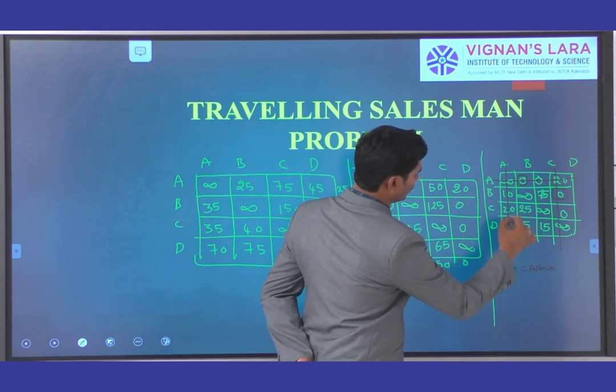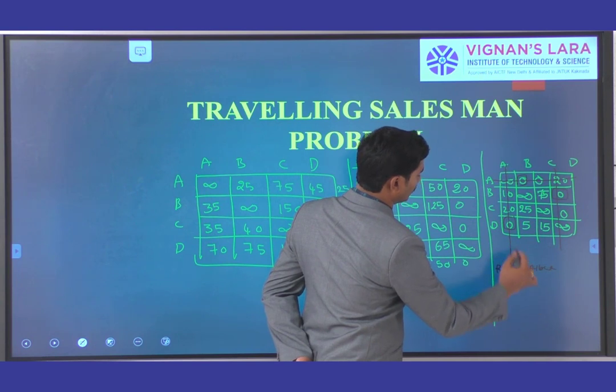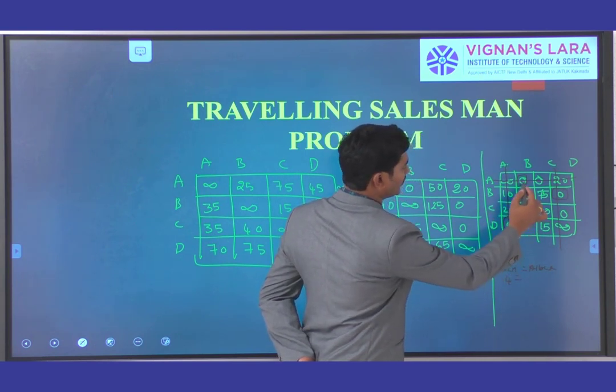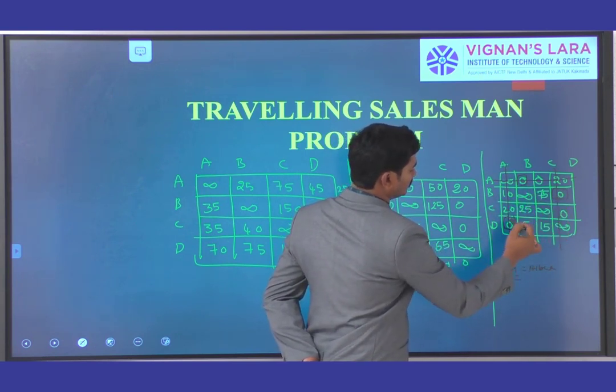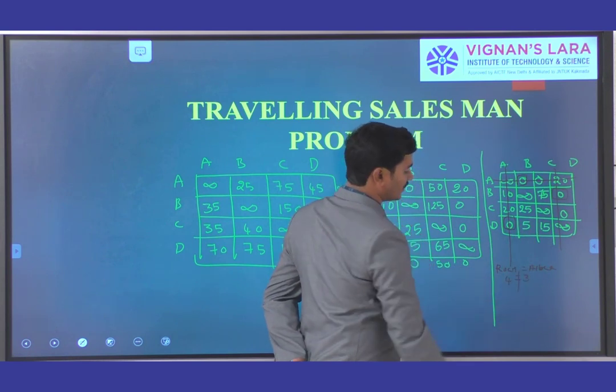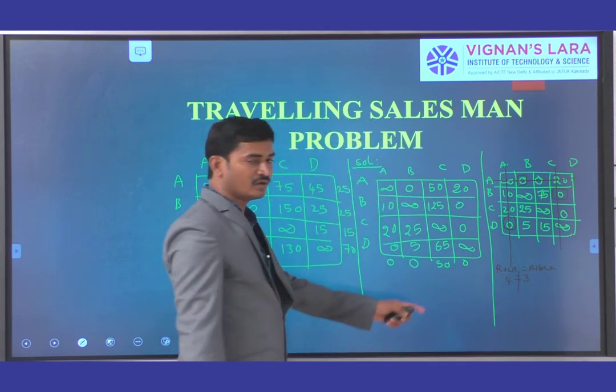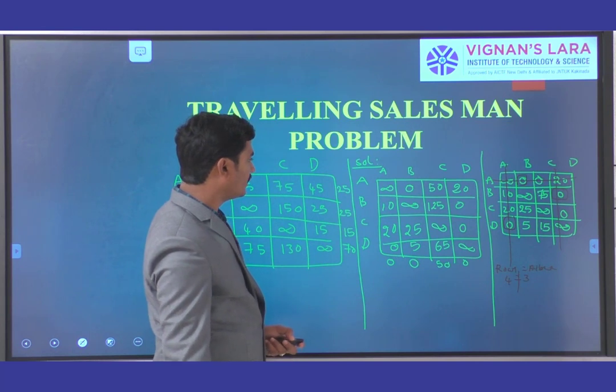Okay, here how many rows are there? 4 rows are there. But how many zeros are assigned? 1, 2, 3. So it is not equal to 3. Now we are going to resolve this difficulty.